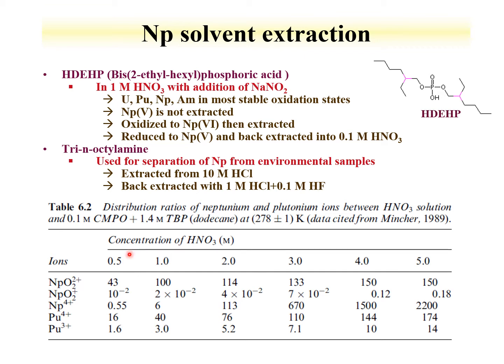And as we can see here, we can vary the distribution coefficients depending upon the oxidation states. And if we examine a system such as 1 molar nitric acid, this mixture of CMPO and tributyl phosphate has a very high extraction for neptunium-6, extremely low for neptunium-5, and above 1 for neptunium-4. So here's a clear example of how the role of the neptunium oxidation state will vary the extraction behavior as a function of acid concentration.